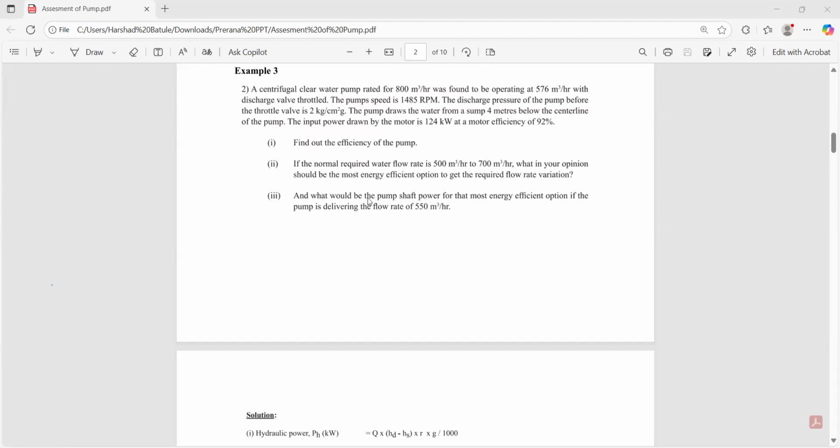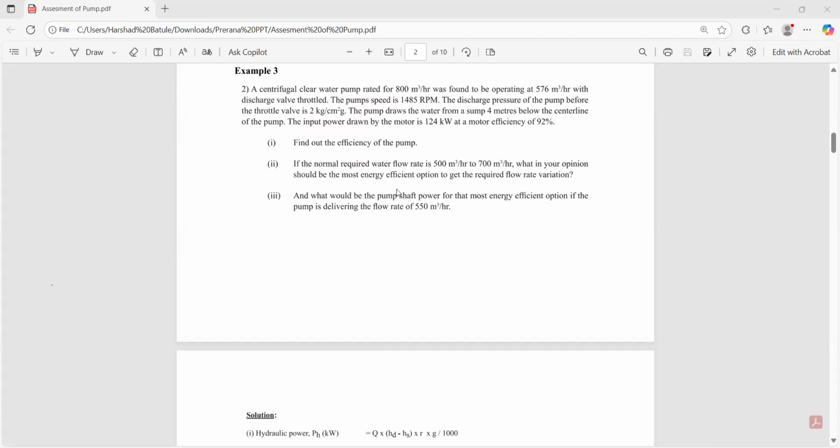what are the possibilities of energy saving? They have asked the question with 500 m cube per hour to 700 m cube per hour. Desired water flow rate should be between 500 to 700. What would be the most energy efficient option? We have seen earlier, we can use multiple options to reduce your flow rates. One would be throttling the valve, but it is not efficient because after throttling the valve you are adding more resistance in the system, so your efficiency would drop.